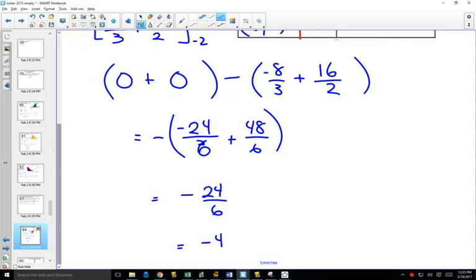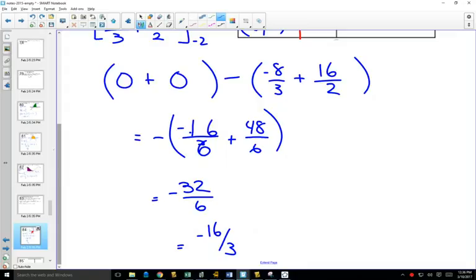Did I make a mistake? It's not 24. Oh, because I multiplied by 2, it should be 16. Thank you, right? There we go. And then -16 plus that'll be 32 with the negative out in front. We'll give this -32 over 6 or -16 over 3. Which is what we expected, to get a negative answer.